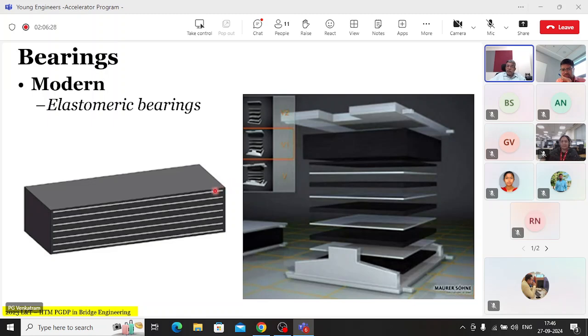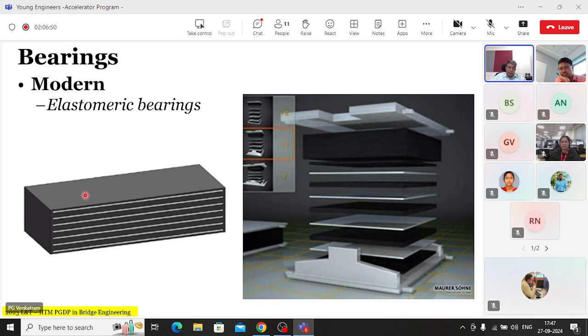Then modern bearings are elastomeric bearings. They are reinforced with stainless steel plates inside this rubber. If you cut a cross section, they will look like that. They will have rubber layers interspersed with the stainless steel plates. These plates are essentially required as reinforcement in the rubber so that it doesn't undergo significant distortion in size under the compression load.